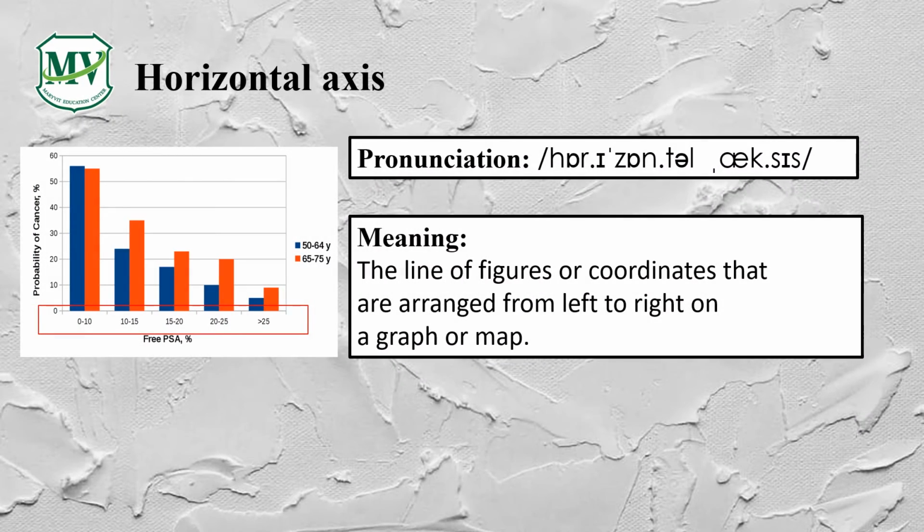Please repeat the word after me. Horizontal axis. Horizontal axis is the line of figures or coordinates that are arranged from left to right on a graph or map.